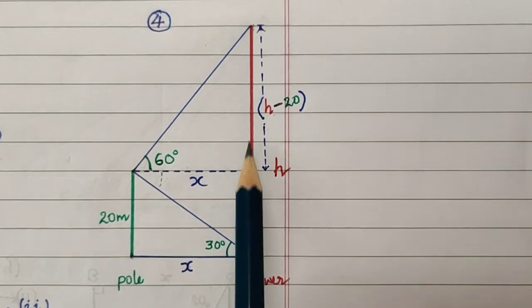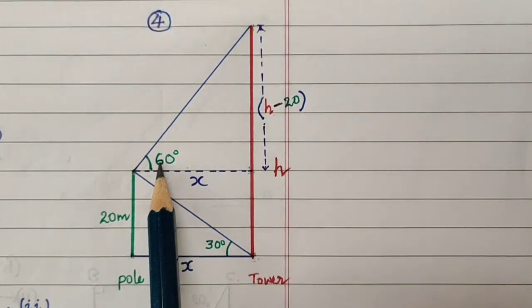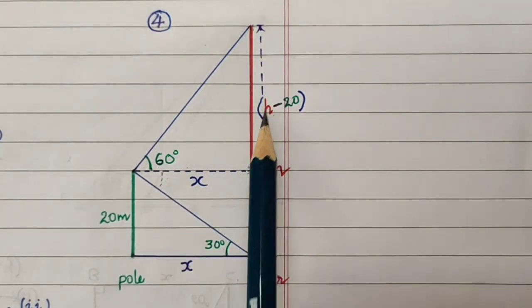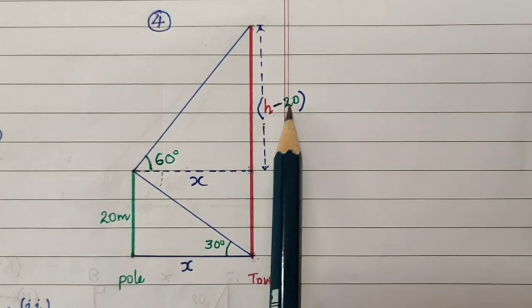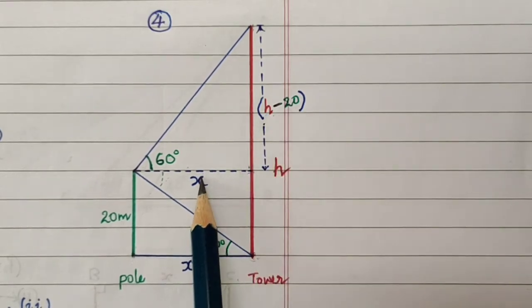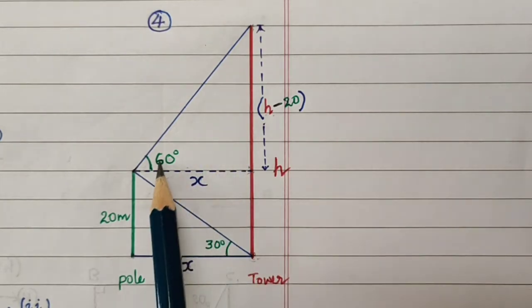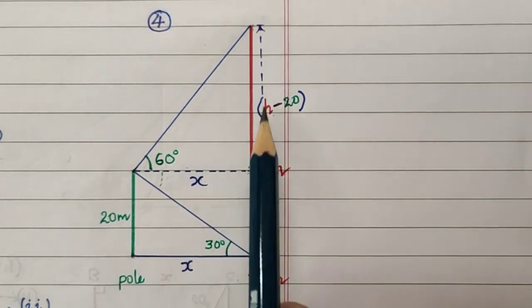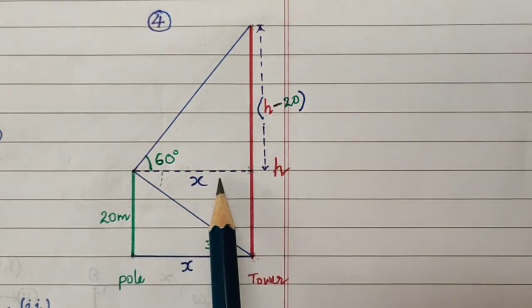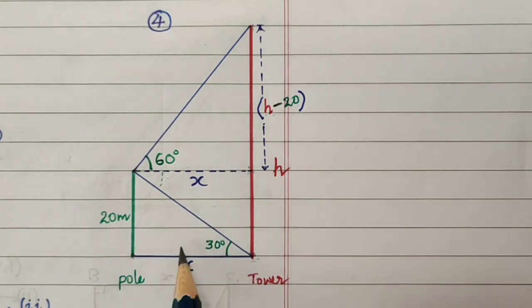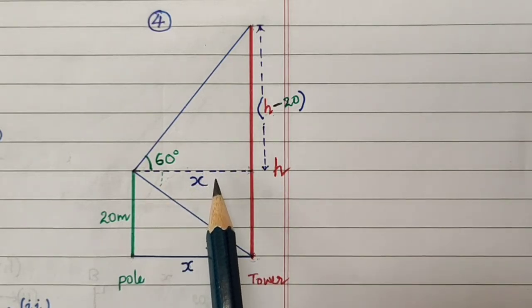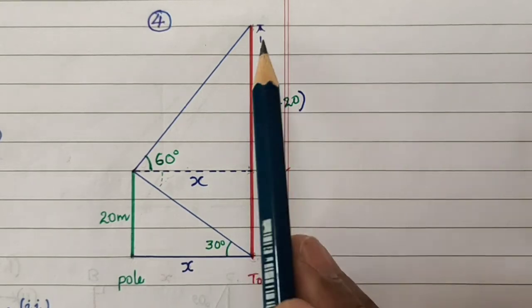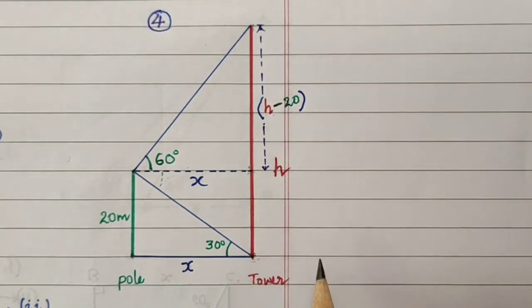Then we go to this triangle. So tan 60 is equal to perpendicular divided by base, that is h minus 20 divided by x. Using tan 60 is root 3, we get one more equation for x, that is x is equal to h minus 20 by root 3. We have two equations for x. We can equate those two equations and find out the value of h, which is the height of the tower.